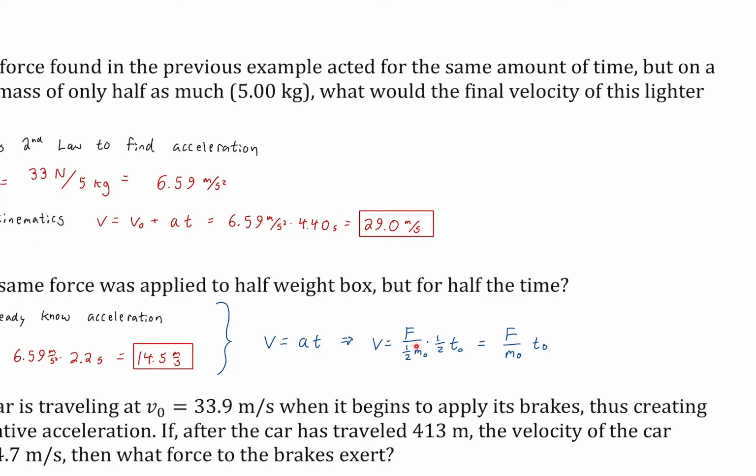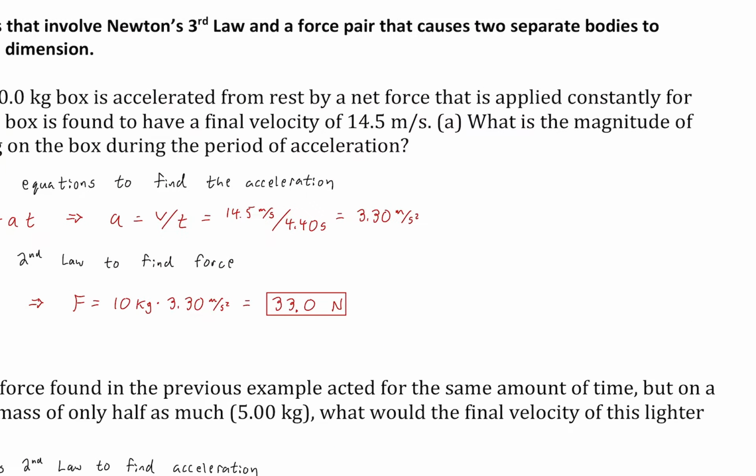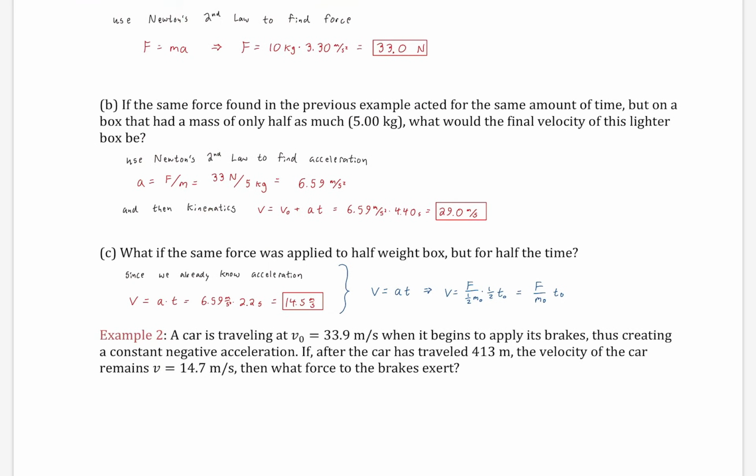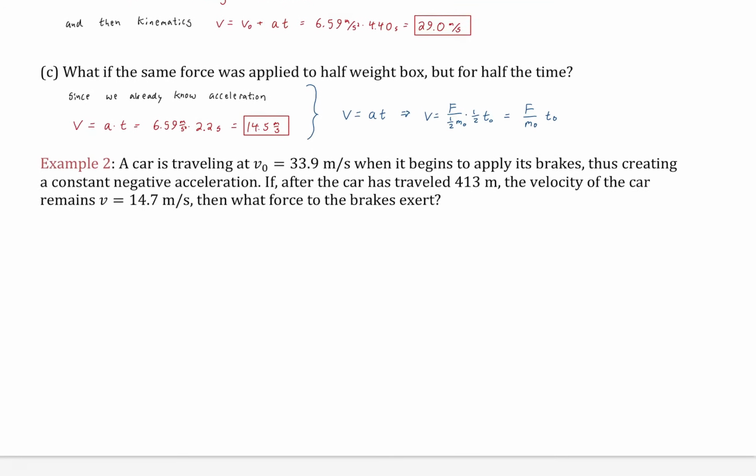I'll zoom in a bit, right? So our m is 1/2 m naught, because it's half the original weight box. And our time, our t, is 1/2 the original time. So then the 1/2s cancel out, and we're just left with F over m naught times t naught. Well, that, of course, then will just give us our original velocity, because that's what we started with. Okay? Our original statement.